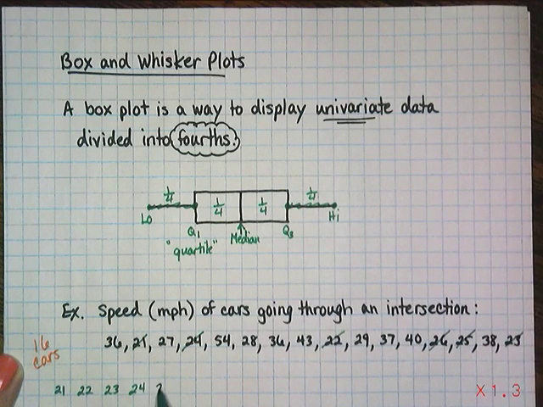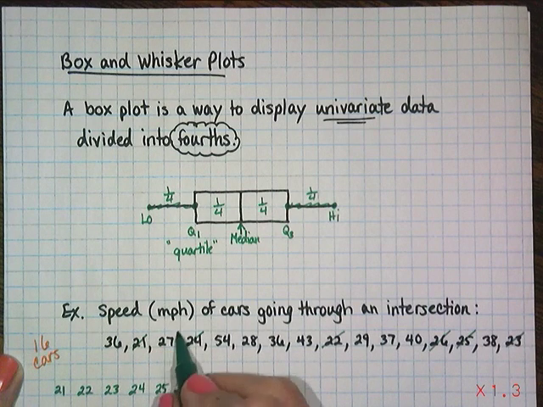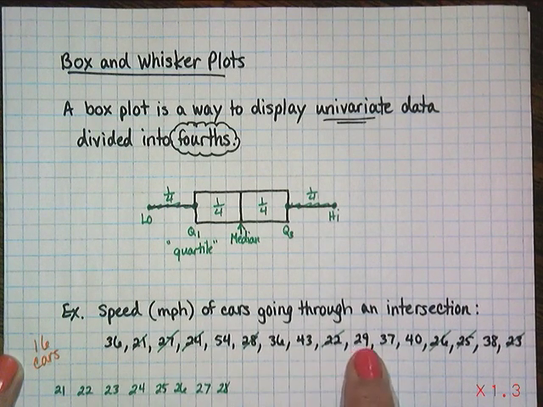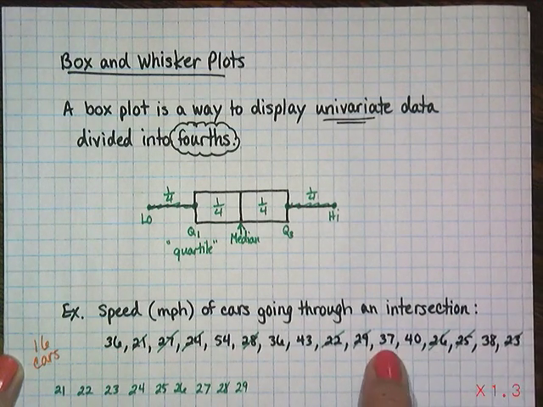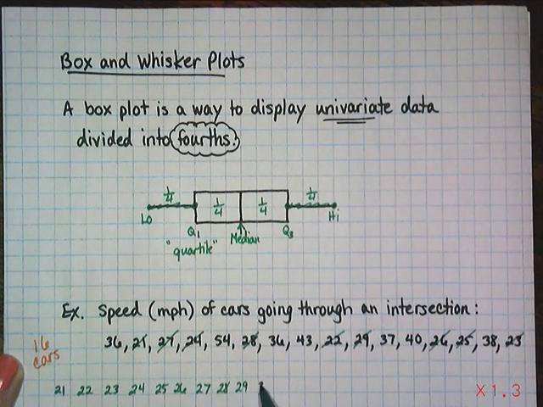25, 26, 27, and then a 28. Are there any other 27s? No. 28, 29, there's a 29 right there. Any 30s? No. 37, 36, there's 2 36s right now.